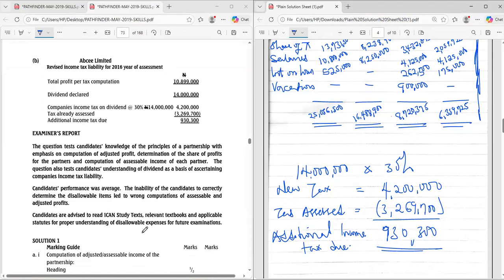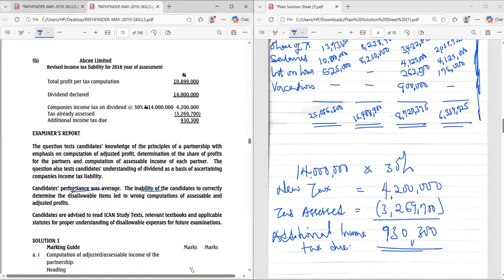Let's see the performance. Candidate performance was average. The inability of the candidate to correctly determine the disallowable items led to wrong computation of assessable and adjusted profits. The candidates are advised to read ICAN study texts, relevant textbooks, and applicable statutes for proper understanding of disallowable expenditure for future examination, and attend Accountant Pathfinder Tuition Center for comprehensive lecture delivery.